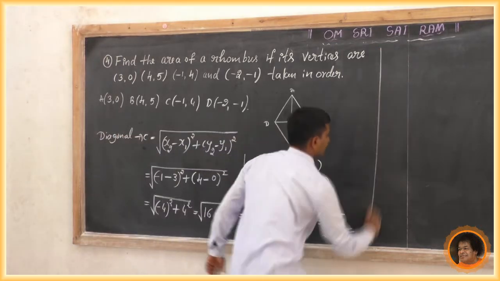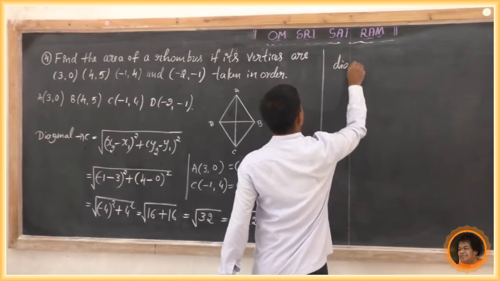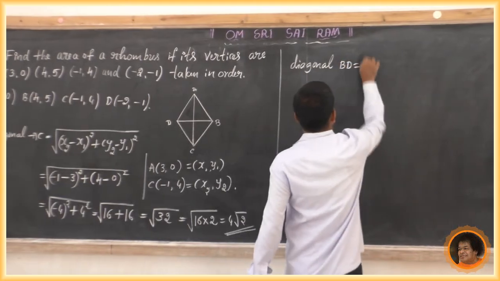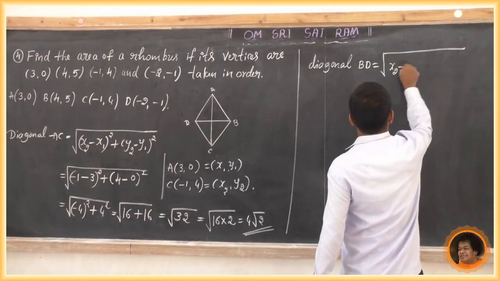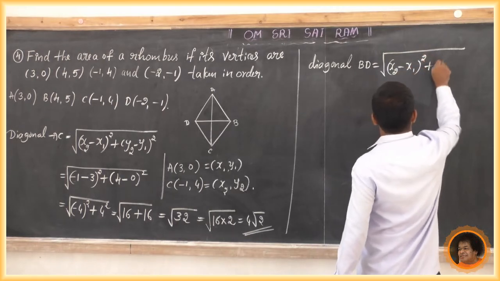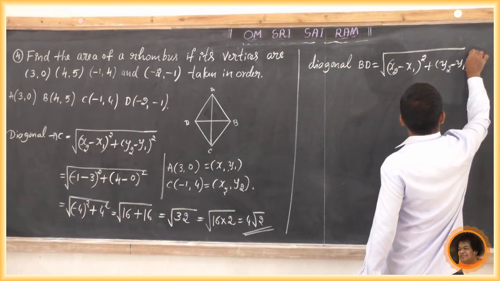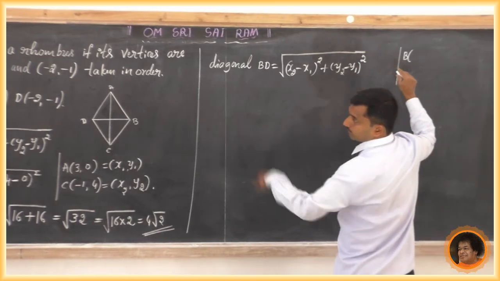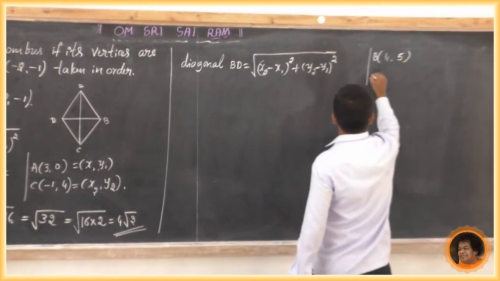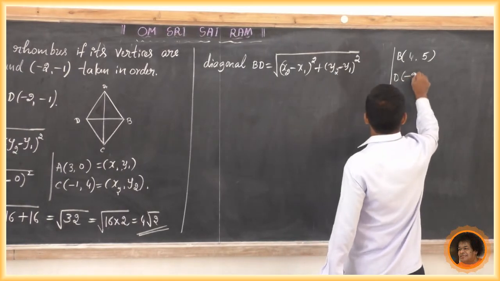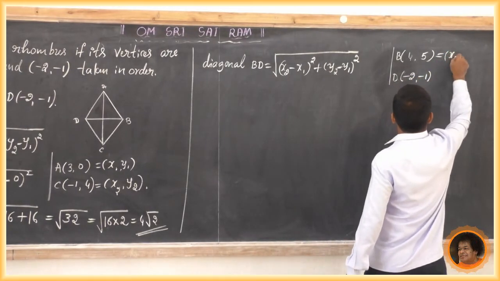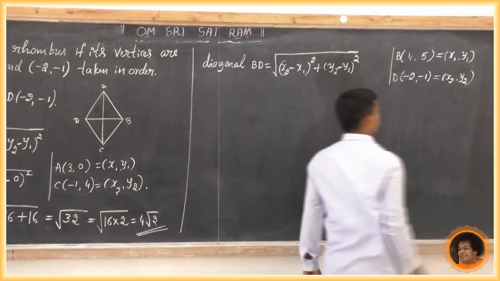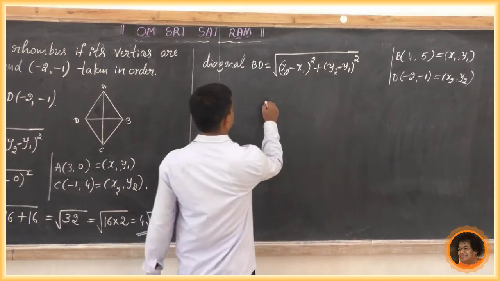And next find the second diagonal. So diagonal BD equals, what is the formula? Distance formula, square root of (x2 minus x1) whole square plus (y2 minus y1) whole square. So here the coordinates of point B are 4, 5 and the coordinates of point D are minus 2, minus 1. Let us consider the first coordinate point x1, y1 and the second coordinate point x2, y2. So next substitute the values.